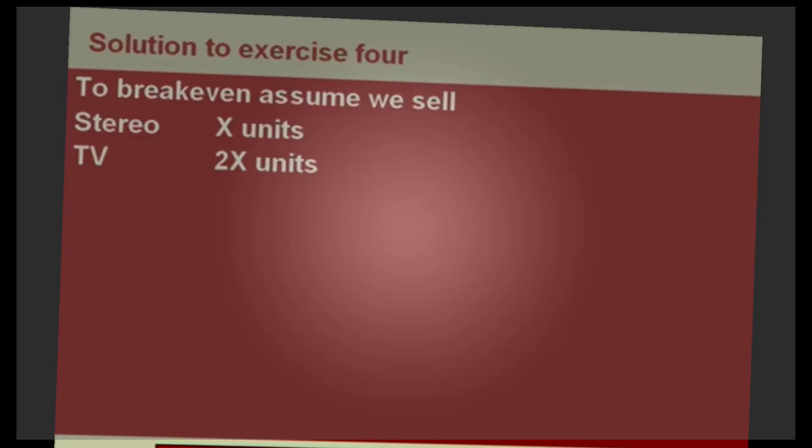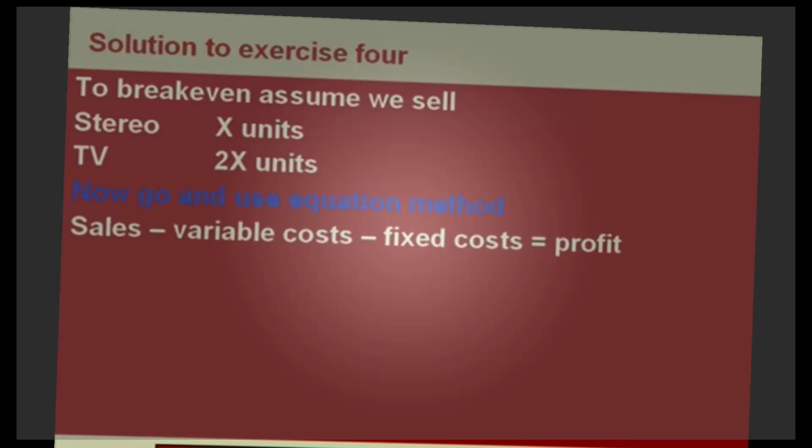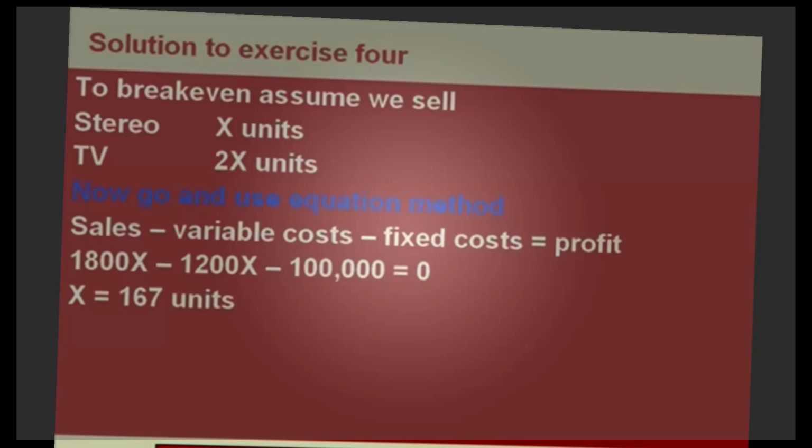Go back to basics, use the equation method. Here it comes. Sales less variable costs less fixed cost is profit. Sales is 1800x, variable cost is 1200x, fixed cost is 100,000, profit is 0. Now, you think, well, how did I get 1800x for sales and 1200x for variable cost? I'll show you in a minute. But assuming that what we have in front of us is correct, solve for x, 167 units.